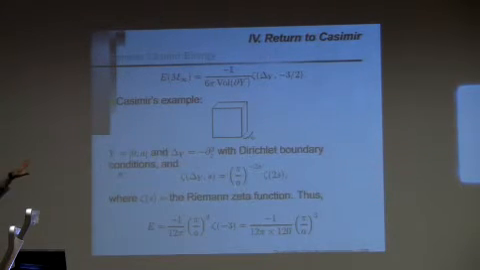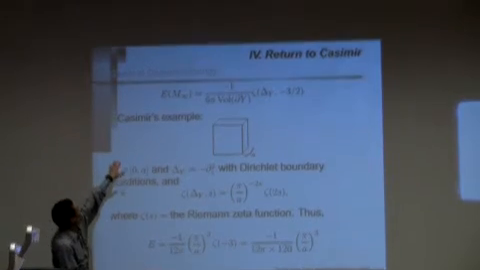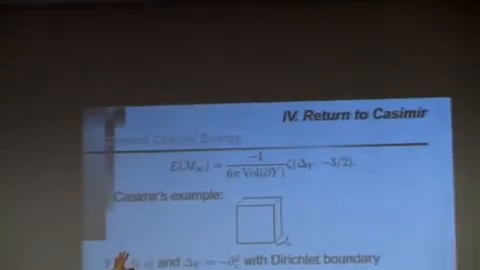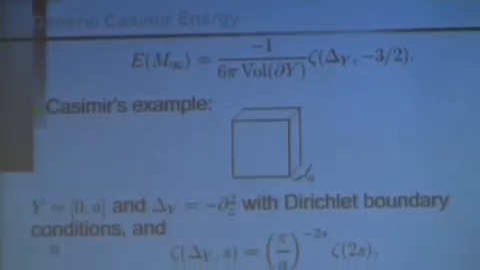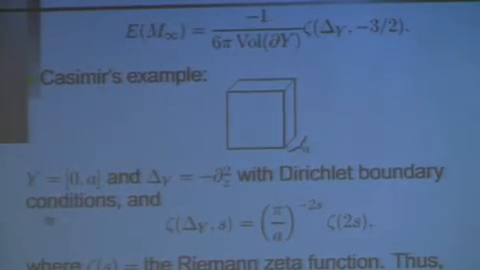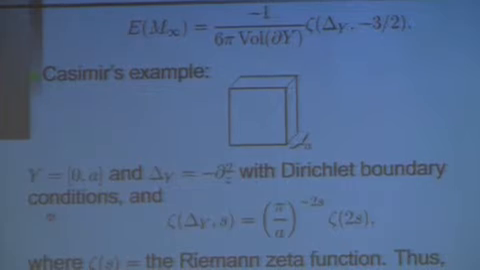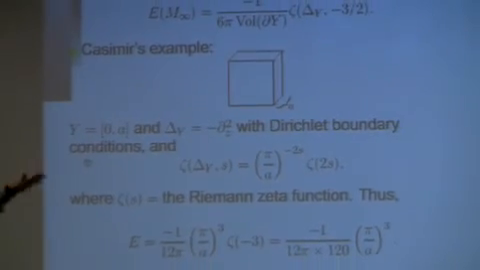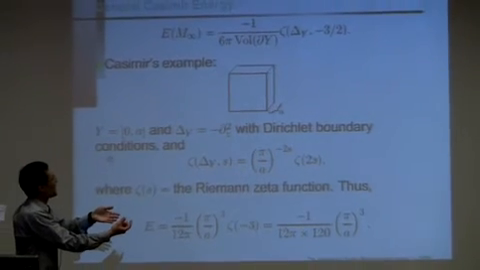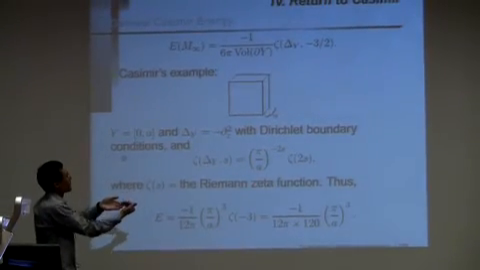Okay, so there's our formula, which is our definition of the Casimir energy of M infinity, as the limit of the ratio of the zeta function with the area of the manifold, and we get that formula there. So let's go ahead and apply this to Casimir's example. Okay, so here we have a box, side length of the part going in is A.